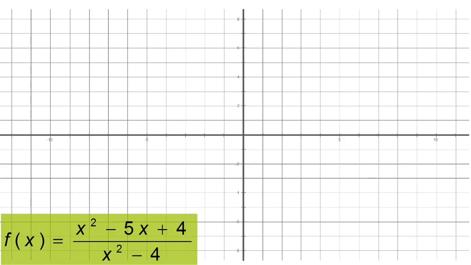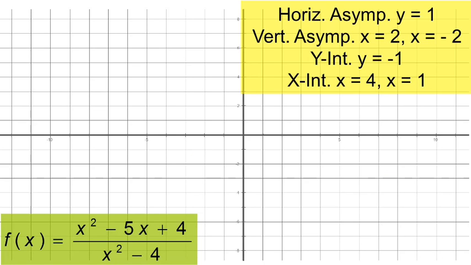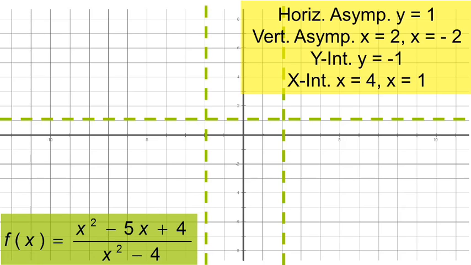So now I'm going to graph, and I'm going to put all of this information up here in the corner just so that I can see it while I'm graphing. So the horizontal asymptote is at y equals 1, so I'm going to draw that as a dashed line. The vertical asymptotes are at 2 and negative 2. Then I'm going to plot my x and y intercepts, which will be points. So the y-intercept, negative 1, x-intercepts, 4, and 1.